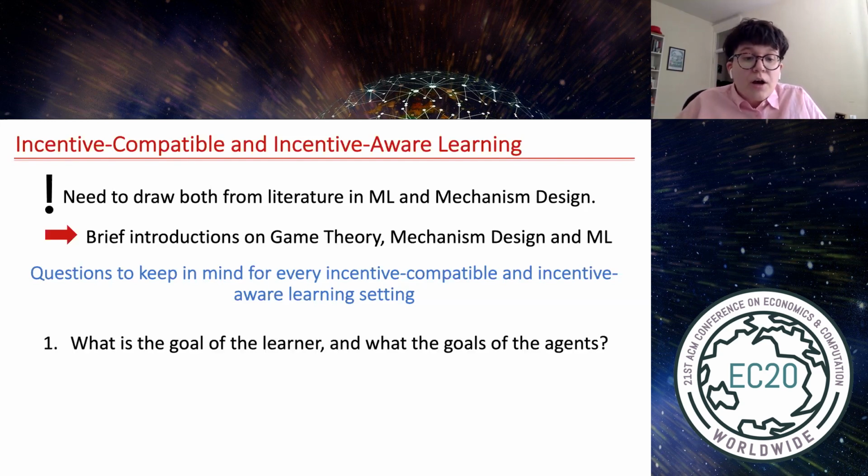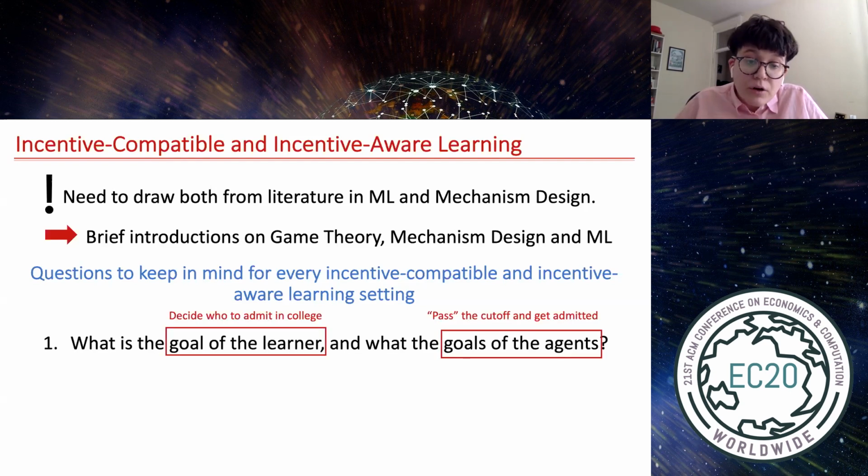First, the question that we need to remember is, what is the goal of the learner and what are the goals of the agents? For example, in the school's admission process, the goal of the learner is to decide which students to admit in college. And the goals of the agents, which are students, are to pass the cutoff and get admitted in college.